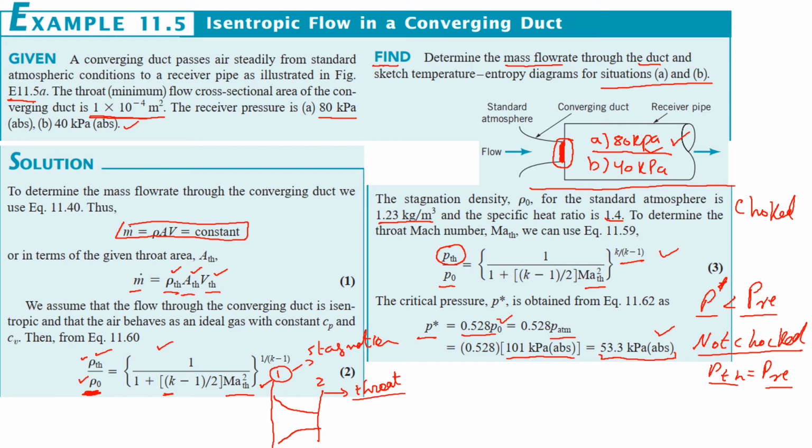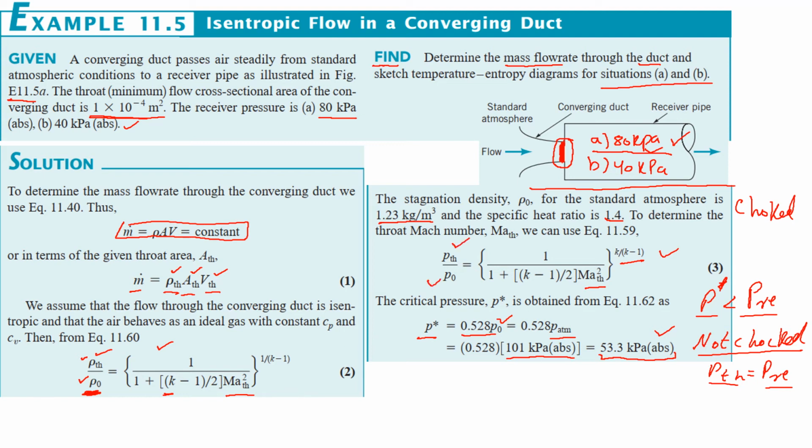So whatever the pressure of the receiver pipe right here, if it is less than the critical pressure, then I will say that my throat pressure is equal to the pressure of the receiver pipe. So this is what we are going to do. We are going to put in this equation the throat pressure as that of the receiver pressure, that is given as 80 kilopascals, and for that purpose we will now have this value.